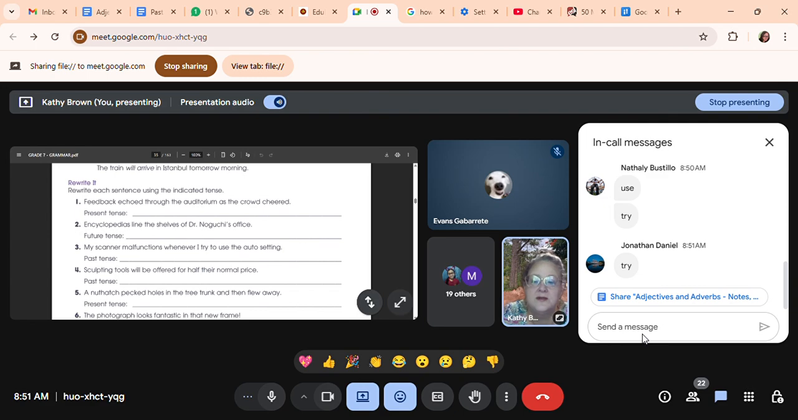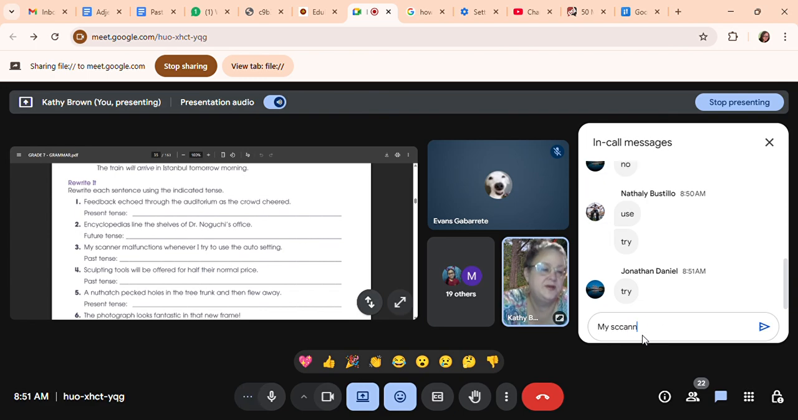So we need to put those two verbs in past tense. So I'm going to go my scanner and then malfunctions. Whoops, I didn't type that right. Okay, instead of malfunctions, if it's in past, I take away the S and I'm going to add ed because it's a regular verb. My scanner malfunctioned whenever I, and how do we spell the past tense of try? Can somebody type that?